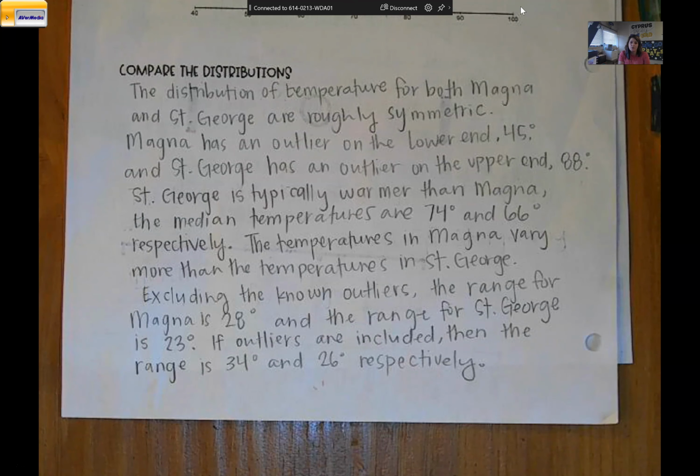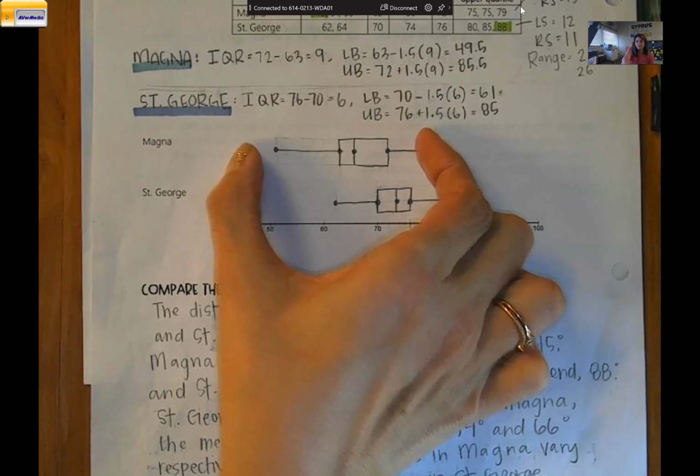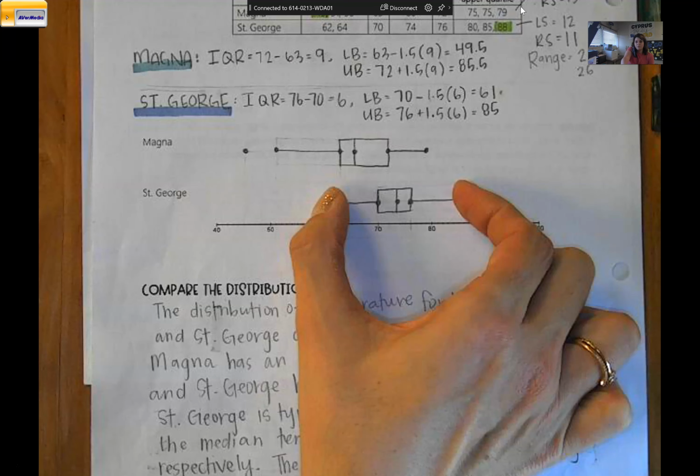Shape, roughly symmetric. Outliers, one for Magna, one for St. George. Center, it's typically warmer in St. George because the median is 74, and in Magna it's only 66. The temperatures in Magna vary more than in St. George, and you can tell that by the length of the box plot. The length of the box plot tells you if it varies more.